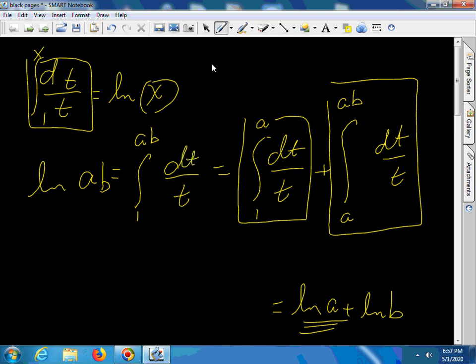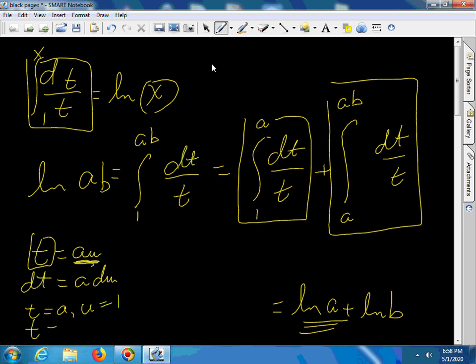So I make this substitution. I let t equal au, so then dt is a du. And when t is a, that must be a times 1, that is, u is 1. And if t is ab, then ab is equal to a times b, that is, u must be b.